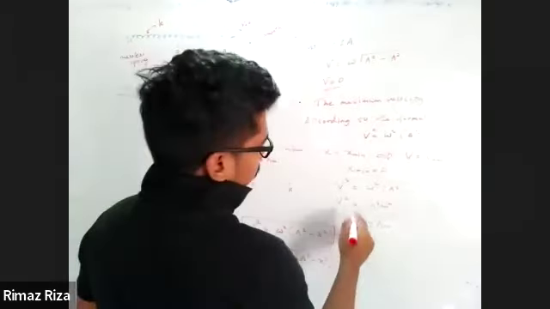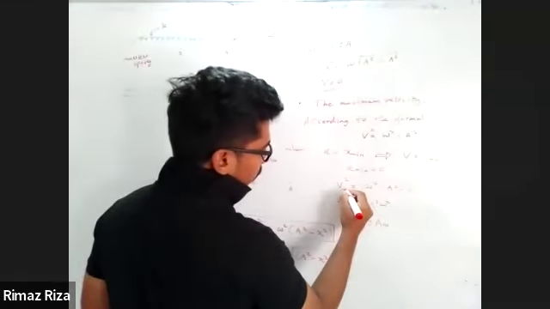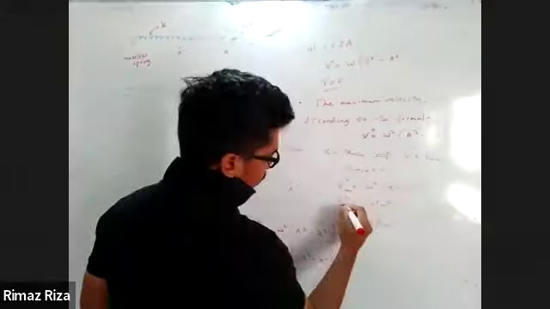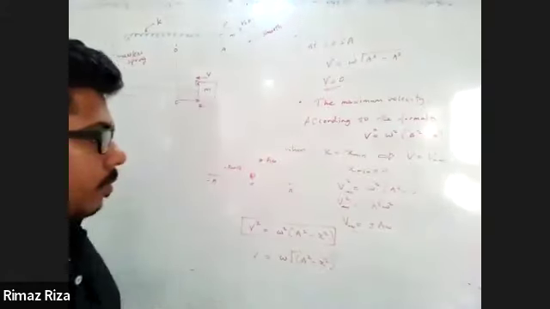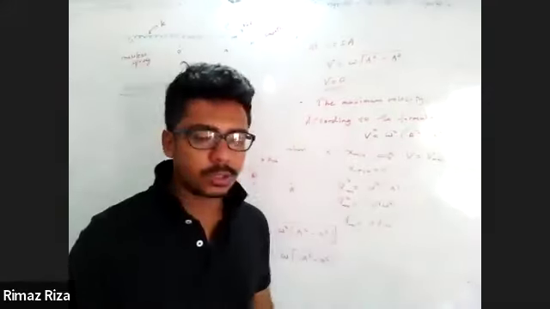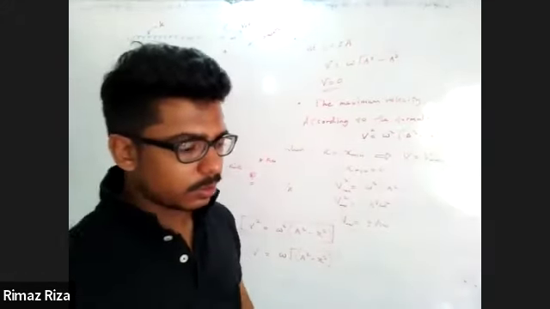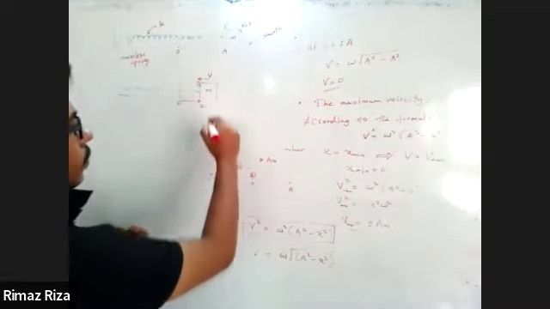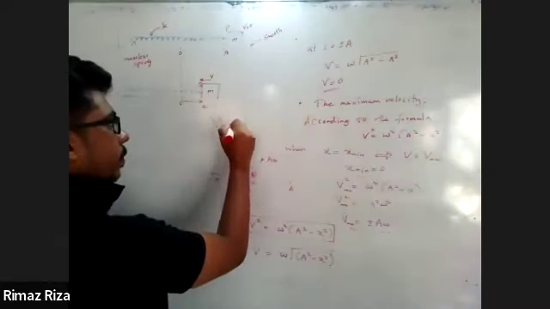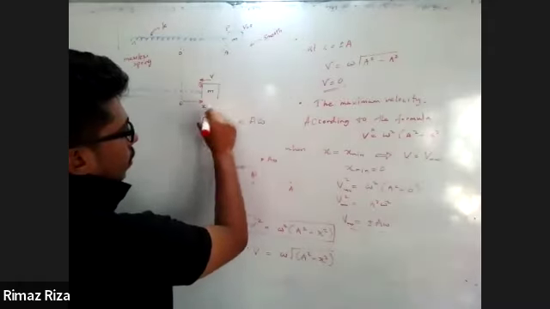So this is the maximum. Here we put v max. The magnitude of the maximum velocity is given by a omega.